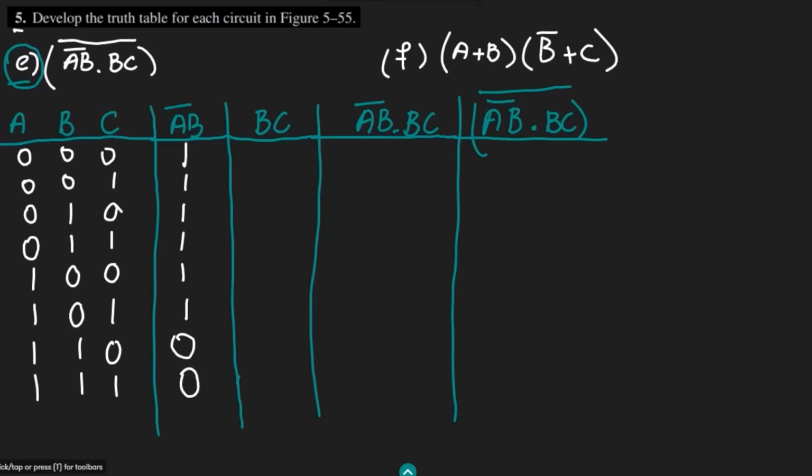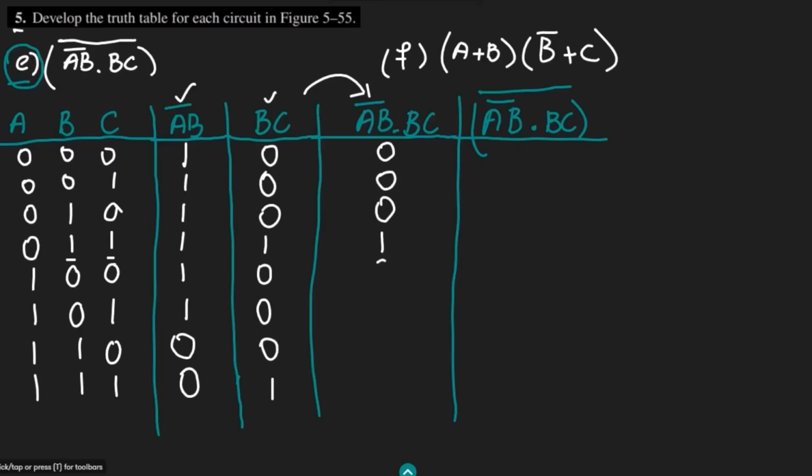Okay, similarly BC here, if any one of them is 0, the output of it will be 0. So let me write it here: 0 0 0. Now we can see that both of them are 1, so it will be 1. Similarly 0 0 0, and here 1. Okay, so after it we have to multiply these two together to get this one. So how to find it out? Let me multiply them. If any one of them is 0, it will be 0, so it is 0 0 0 1 0 0 0 and 0 as well.